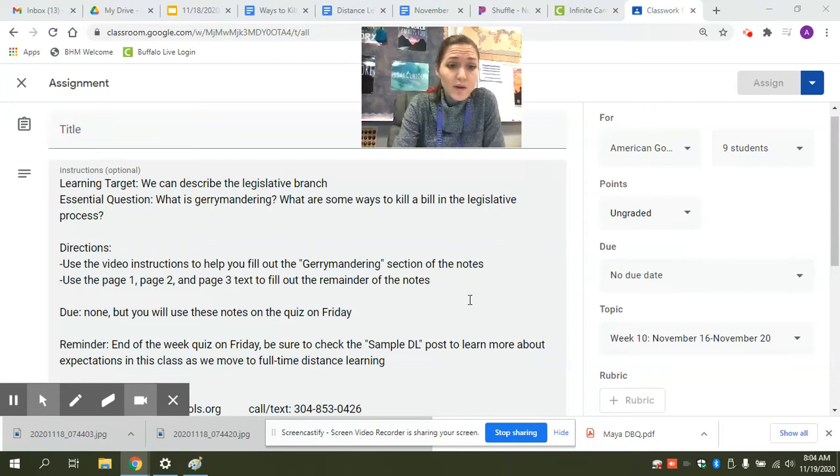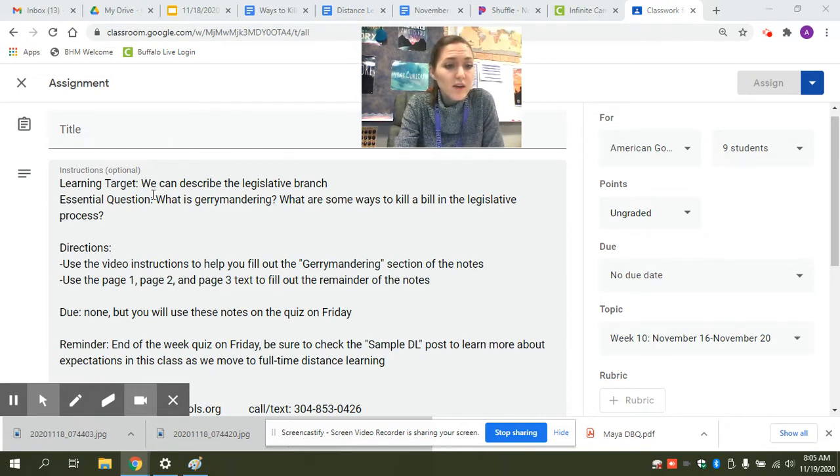Hey guys, so today we're going to continue talking about the legislative branch. You're going to be taking notes on gerrymandering and different ways to kill a bill. We briefly went over this earlier this week with some notes, but we're going to go into a little bit more detail. Remember, these notes will be used on your Friday quiz on the legislative branch, so make sure you keep these notes somewhere safe in your Google Drive where you can find it easily.